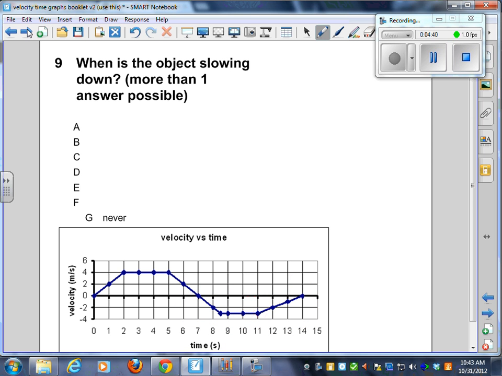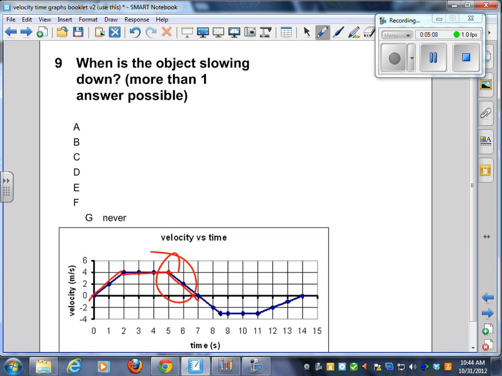When is it slowing down? Here's an even harder question. Pay close attention here. Slowing down means that the velocity is getting closer to what value? 0. Here it's moving away from 0. Here it's a constant 4. Here it's actually going 4, 3, 2, 1, 0. That interval there, it's slowing down. It's going towards 0.